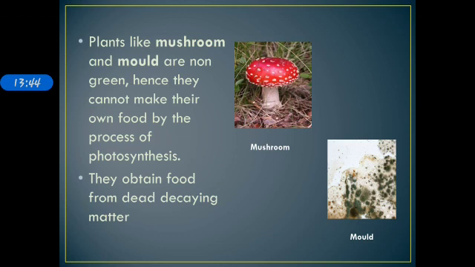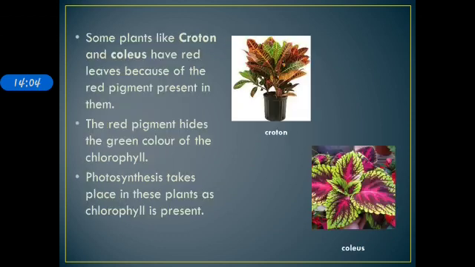Then, plants like mushrooms and mold are non-green, hence, they cannot make their own food by the process of photosynthesis. Non-green means they do not contain chlorophyll. Okay, so they cannot make their own food. They obtain food from dead, decaying matter.